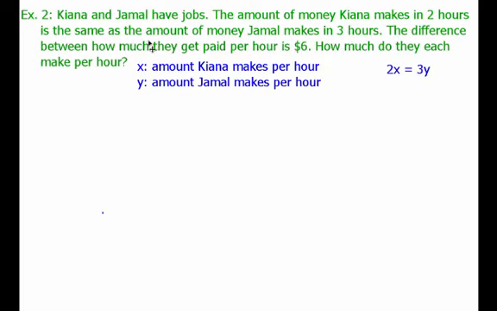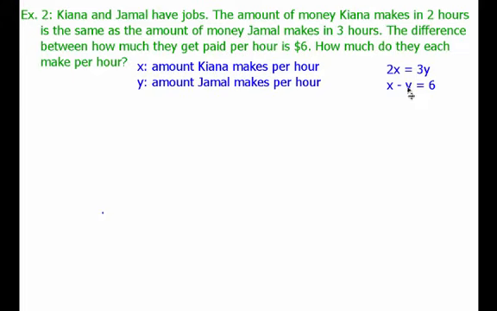Then it says the difference between how much they get paid per hour is $6. Difference tells us we're subtracting. So that equation is just x minus y equals 6. So here are our two equations: 2x equals 3y and x minus y equals 6.